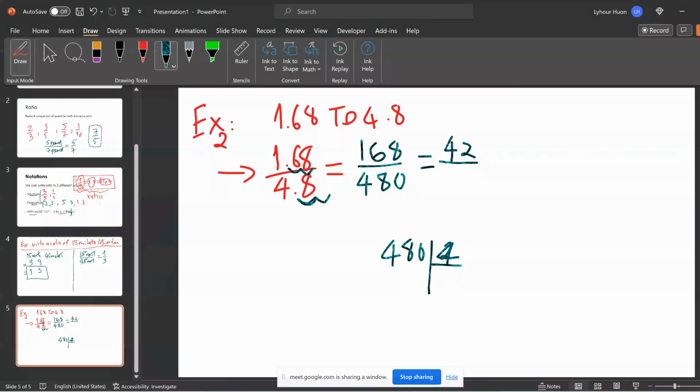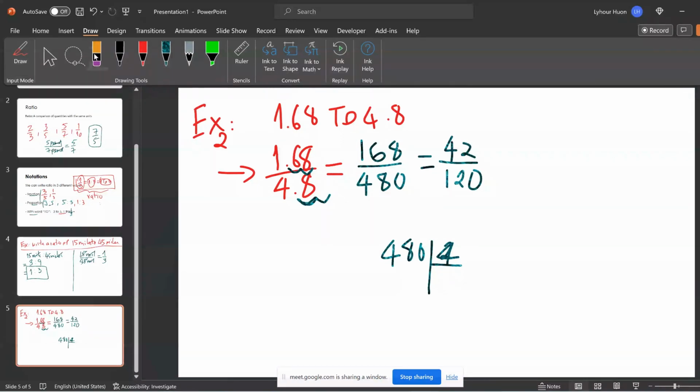It's divided by 4, right? Yes, divide by 4, but we don't have a decimal. Not this, but this. 480 divided by 4 is 120. We have 120, I forgot about the 0, I didn't write it down. Yes, so 42 over 120.